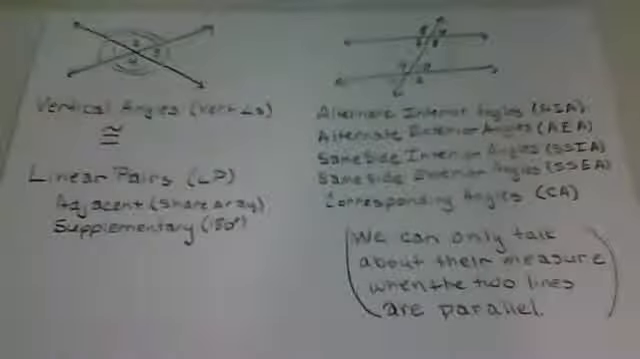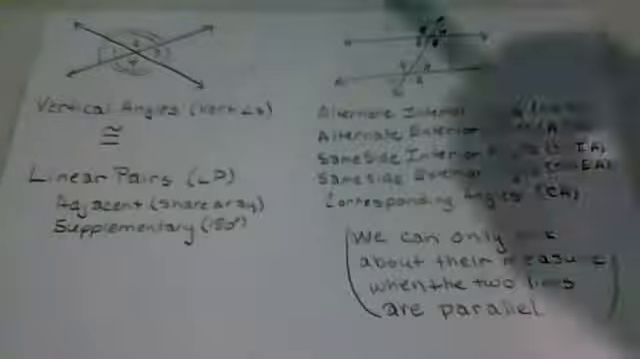Let's review some of the angles that we've been talking about the last few days. Vertical angles are created when two lines intersect. The opposite angles are the vertical angles. So angle 2 and angle 4 are vertical, and angle 1 and angle 3 are vertical. Vertical angles are always congruent.